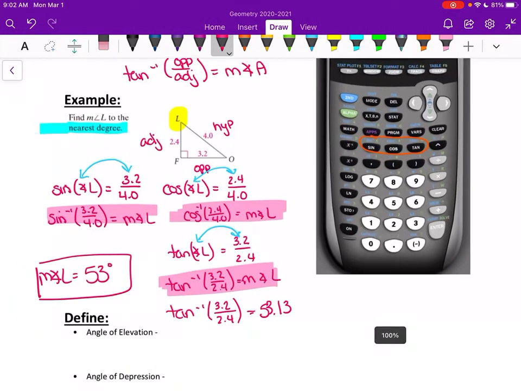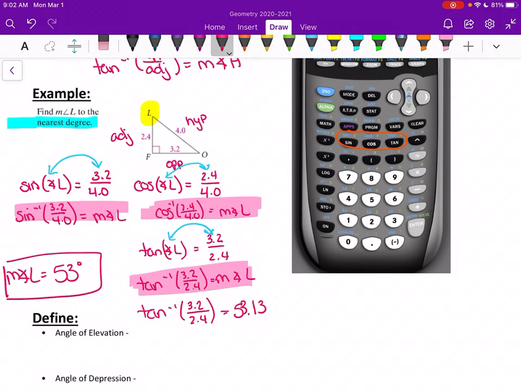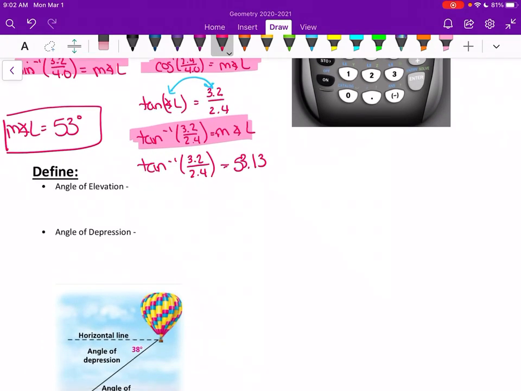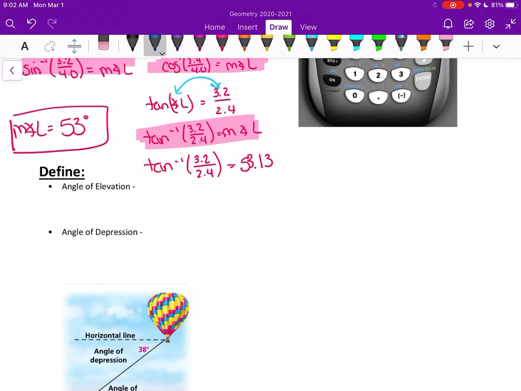Next, we're going to talk about some applications of inverse trig, or trig in general. We have these things called angle of elevation and angle of depression. If you just look straight ahead, that's a horizontal line, and we call that a horizontal line of sight. If you have to look up to something, the angle between your line of sight and looking up is called the angle of elevation. If you have to look down at something, the angle from the line of sight down is the angle of depression. So up, elevation, down, depression.